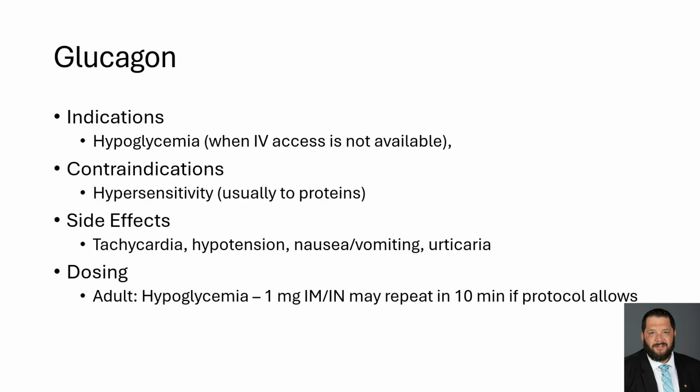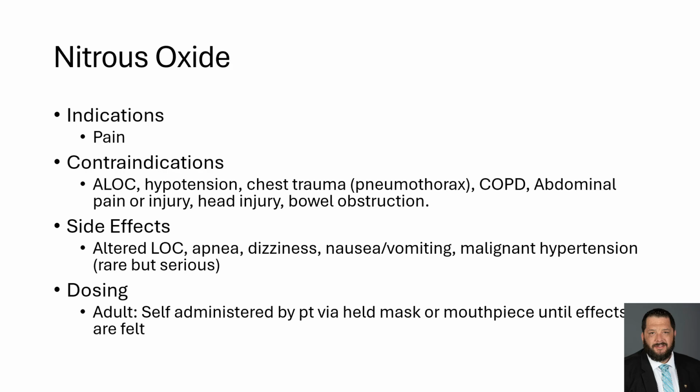Glucagon. Indications for glucagon are hypoglycemia when IV access is not available, as this medication is administered intramuscularly. Contraindications include hypersensitivity, with side effects being tachycardia, hypotension, nausea, vomiting, and urticaria. Hypoglycemia dosing for these patients is 1 milligram intramuscular and may repeat in 10 minutes if your protocols allow.